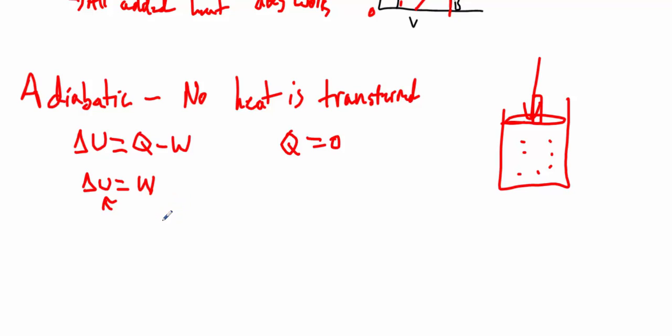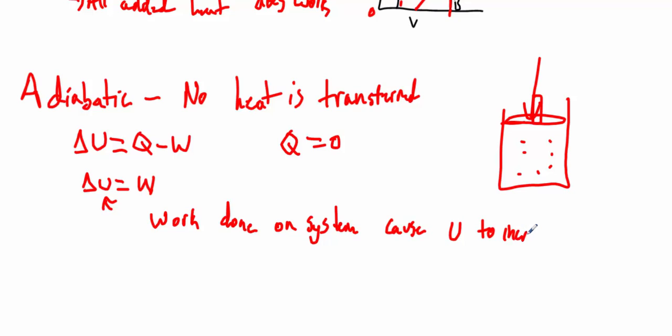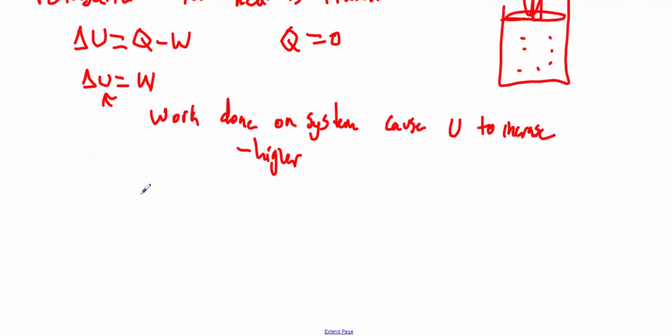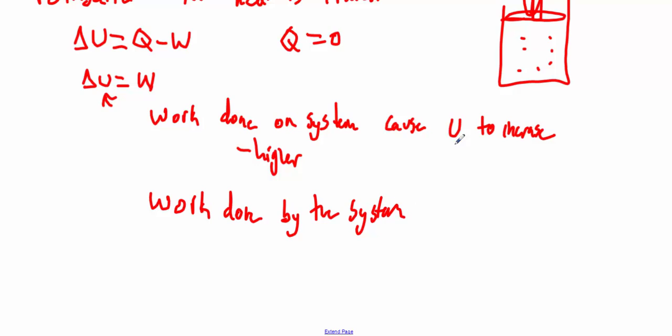So in an adiabatic process, work done on the system leads to, or causes, let's say it that way, internal energy to increase, and that means higher temps. However, if the system does work on something else, so work done by the system, imagine that this gas in here all of a sudden exploded and pushed that piston way, way out. Work done by the system then is actually going to cause a decrease in temperature.